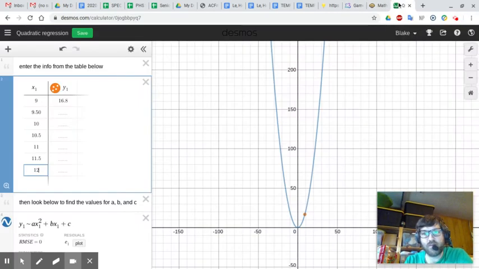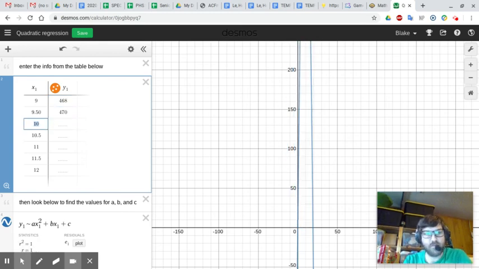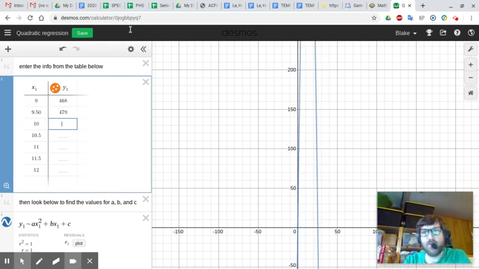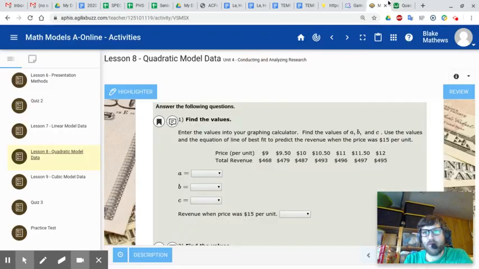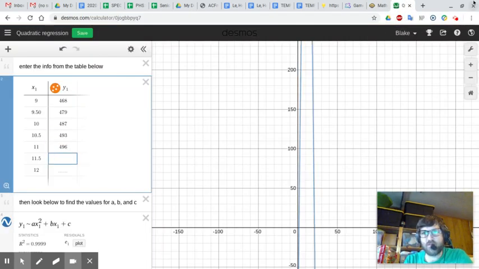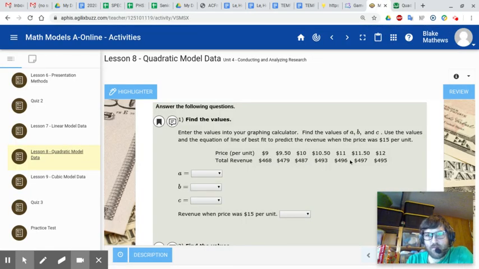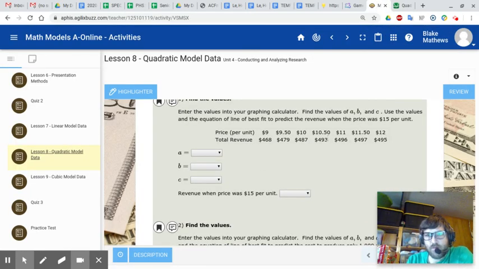So those are the ones we're going to have, and then we'll put in our values of money: 468, 479. Oops. Made a mistake there. 479, 487, 493, 496, 497, 495. So you can see it's found that. That's what we're doing here. So they've got all the values.